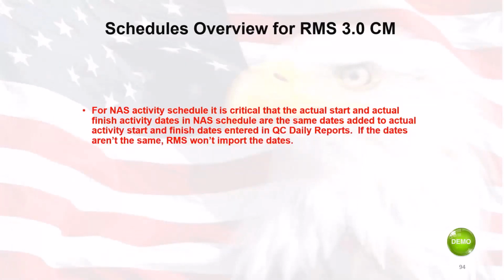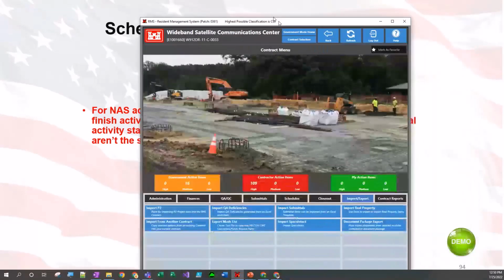One note that we want to add for the NAS activity schedule: it is critical that the actual start and actual finish activity dates in the NAS schedule are the same dates added to actual activity start and finish dates entered in the QC daily reports. If the dates aren't the same, RMS won't import. So I just want to mention that real briefly because there is sometimes an issue with that.